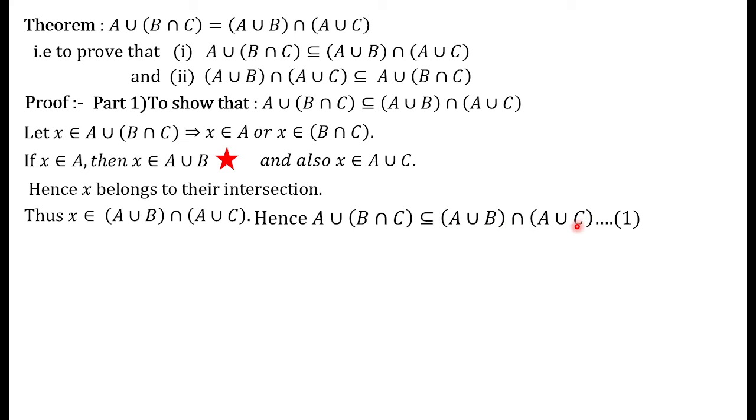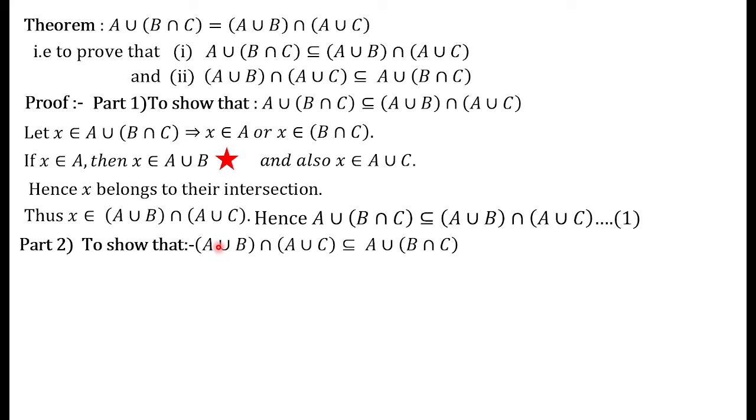This is the first part, and the crucial part of mathematical set theory or the logic was here, at the star step. Okay, let me take you to part 2. In part 2, we show that (A union B) intersection (A union C) is a subset of A union (B intersection C). So again, let x belong to (A union B) intersection (A union C).